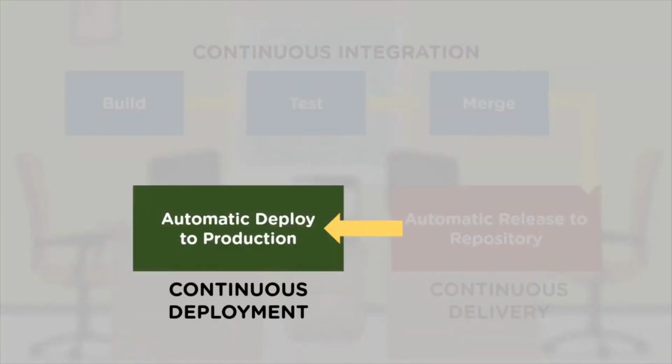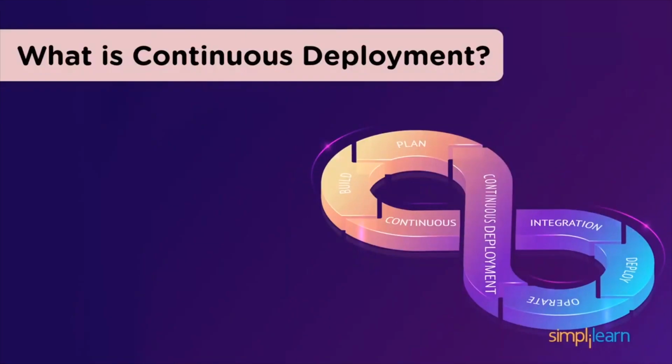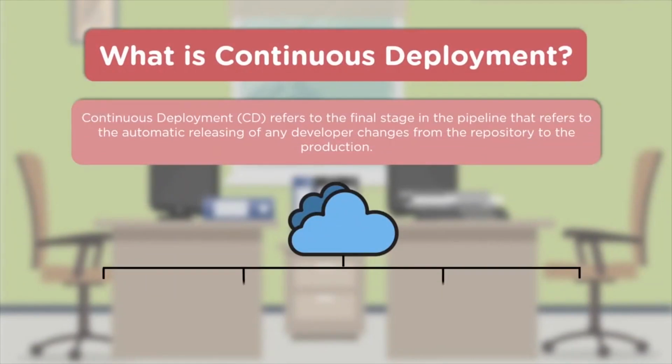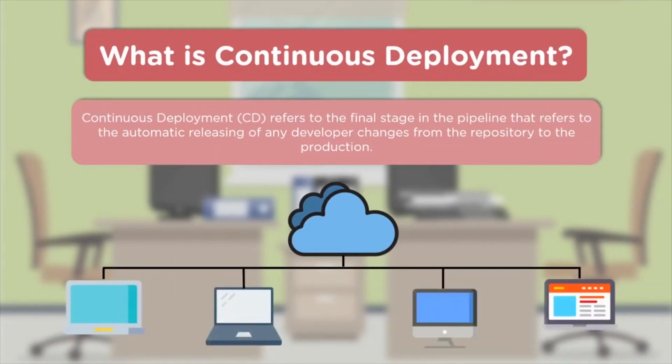Now the next thing is continuous deployment, which is an automatic deployment to the production environment. So let's see what exactly continuous deployment is all about. Continuous deployment refers to the final stage in the pipeline. This means we are not only preparing our artifacts, compiling, or executing test cases, we are going one step ahead. And this one step ahead is nothing but the deployment to the production environment.